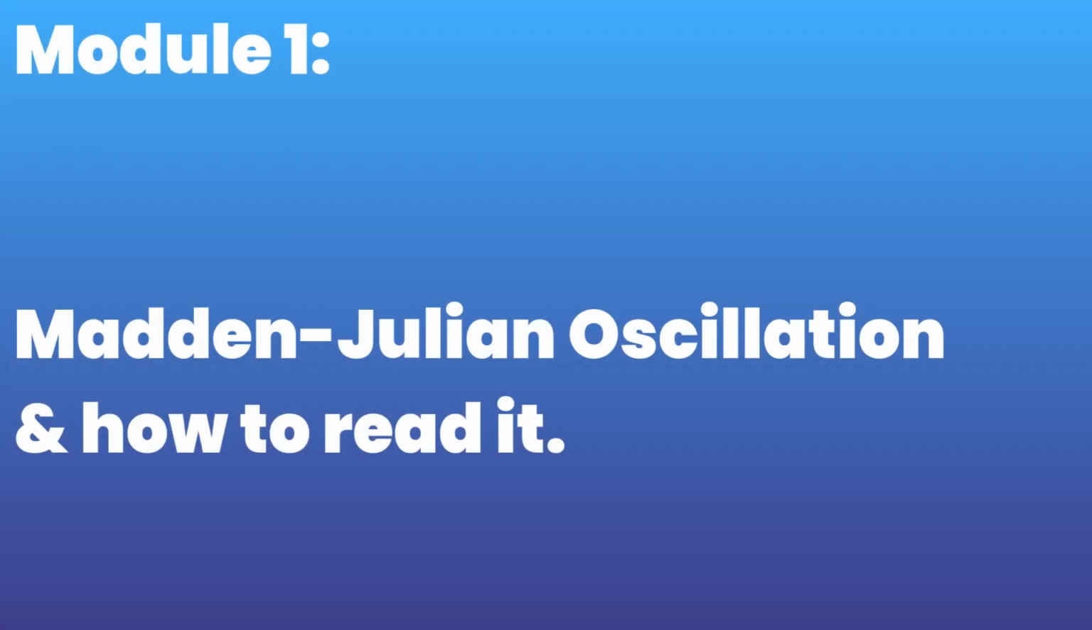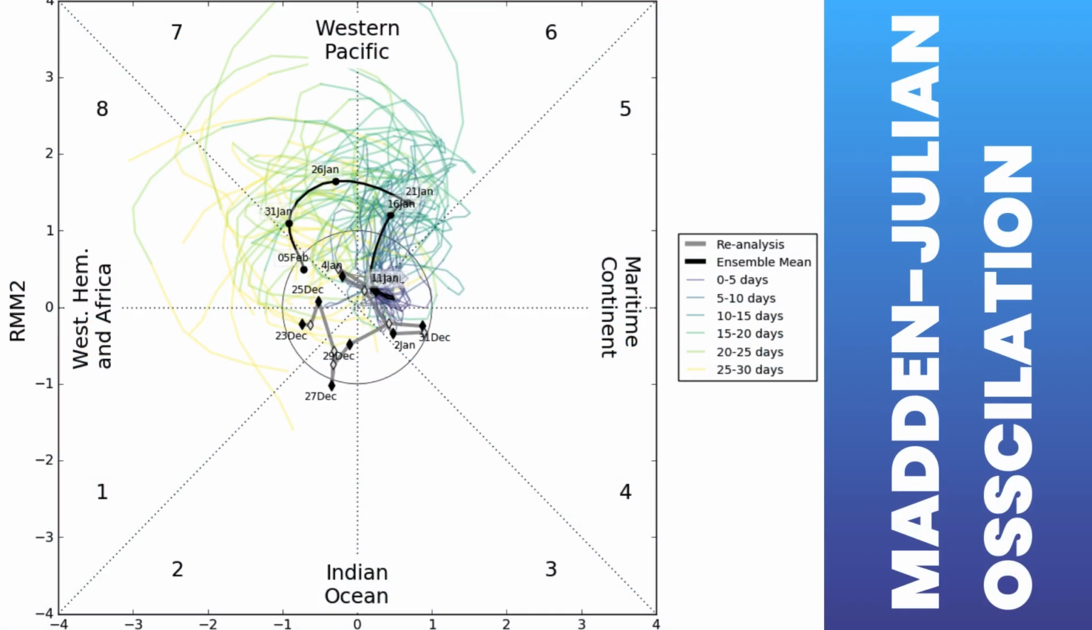Welcome to the first module of this masterclass on advanced tropical forecasting. One of the most common questions weather enthusiasts ask is how to look beyond the 7-day model window. While standard computer models lose accuracy after a week, professional forecasters look at the heartbeat of the tropics known as the Madden-Julian Oscillation, or MJO.